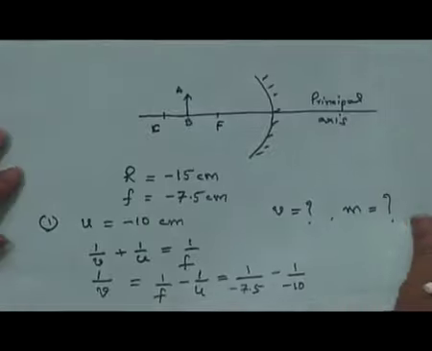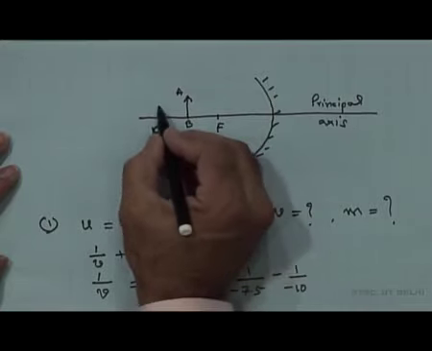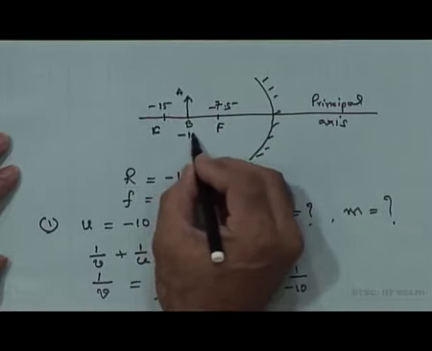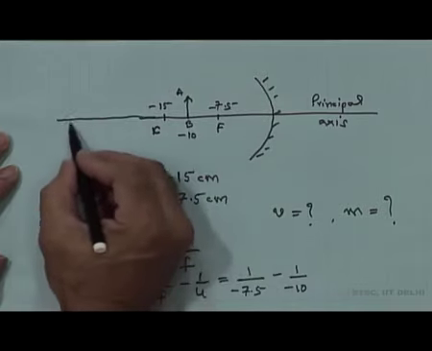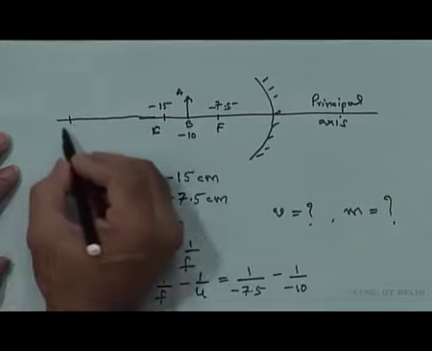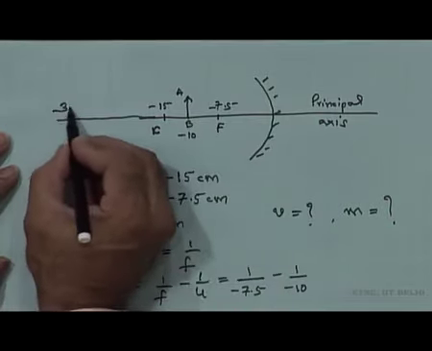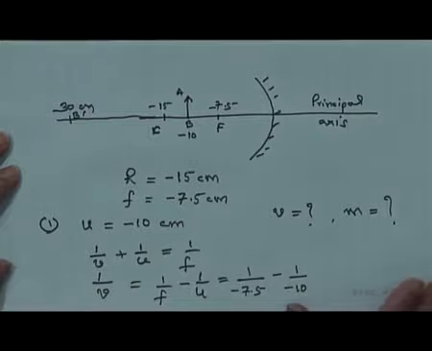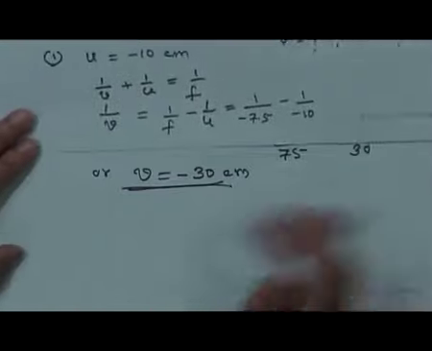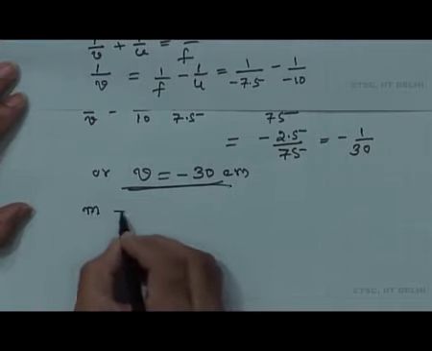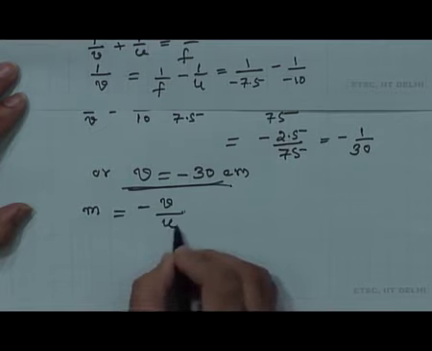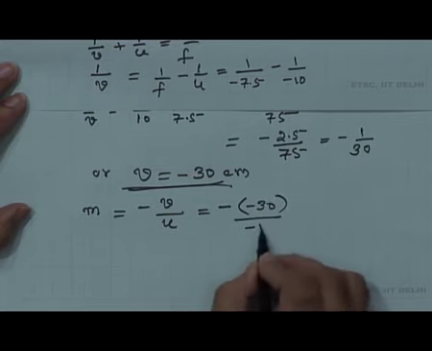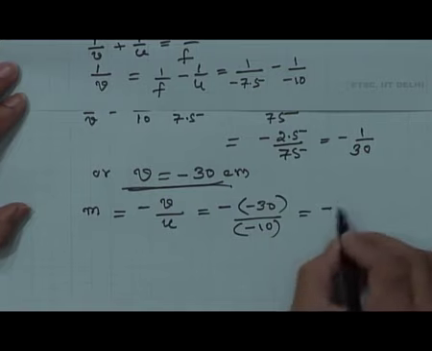So, what does this mean? If I keep this, this was at minus 15 centimeters, this is minus 7.5, this is minus 10, which means the image is formed at a distance here, the image distance is minus 30 centimeters. So, this is where B dash will be formed. This is what we know right now, and therefore the magnification m is equal to minus v by u, which is equal to minus of minus 30 by minus 10, u is minus 10, which is equal to minus 3.